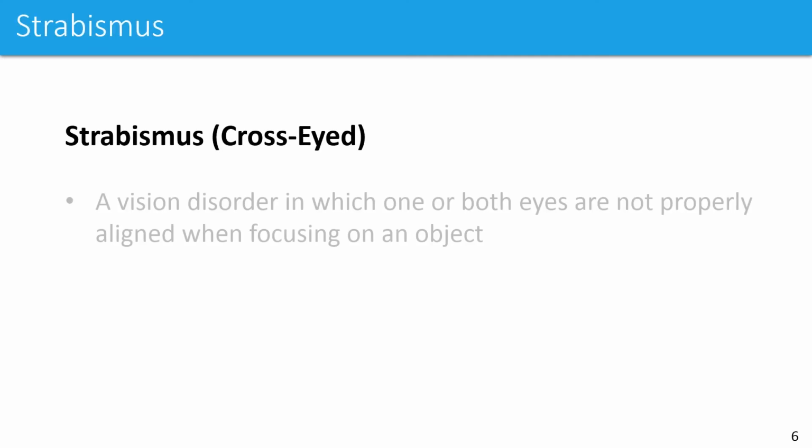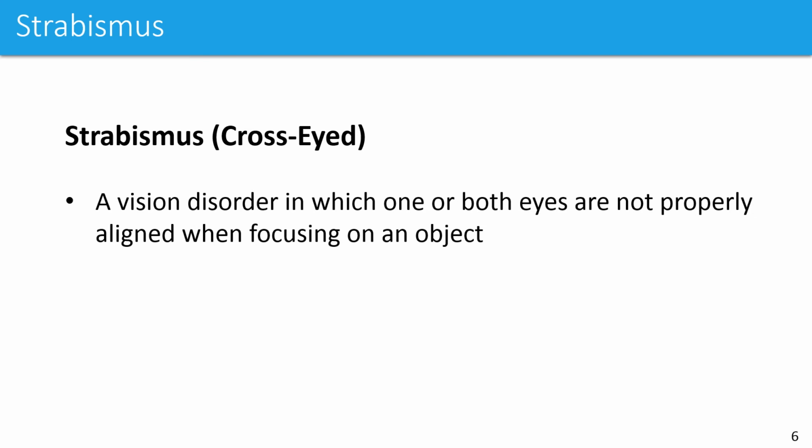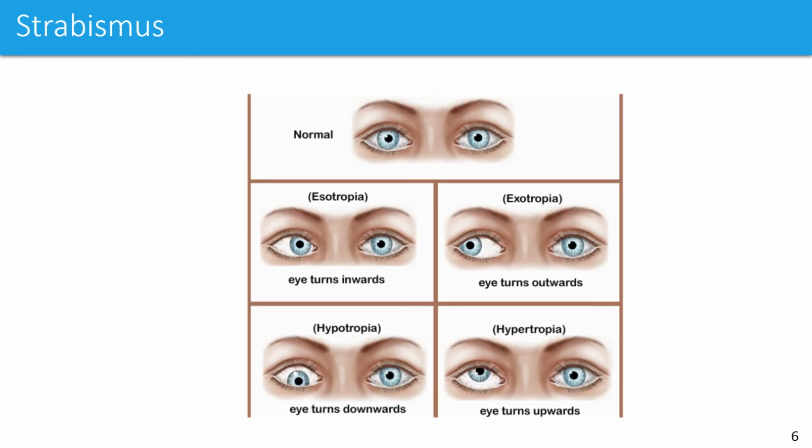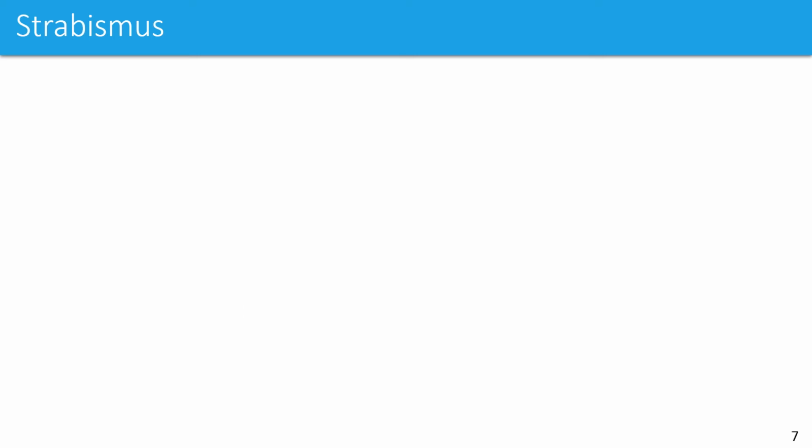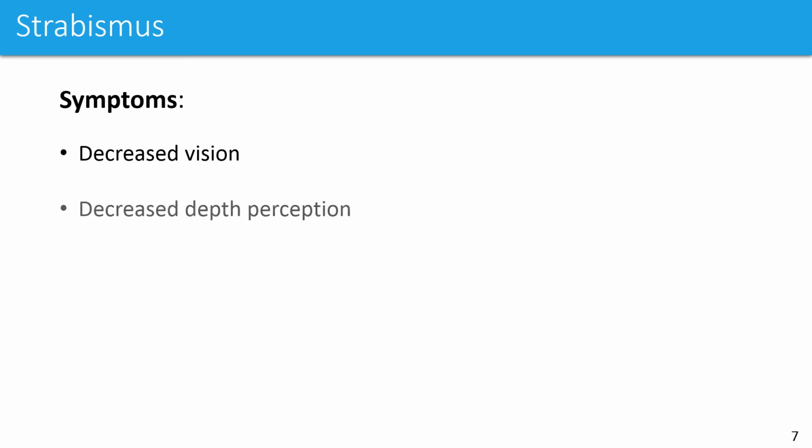Strabismus, commonly known as cross-eyed, is a vision disorder in which one or both eyes are not properly aligned when focusing on an object, and the eye can turn in, out, up, or down. It is typically caused by poor eye muscle control, and the symptoms can sometimes be subtle. Symptoms may include decreased vision, decreased depth perception, eye strain, headaches, and double vision.